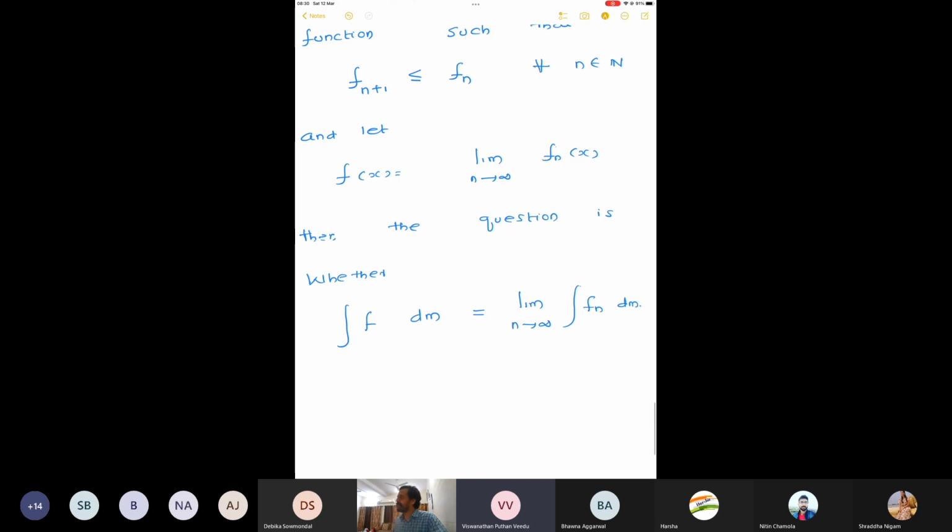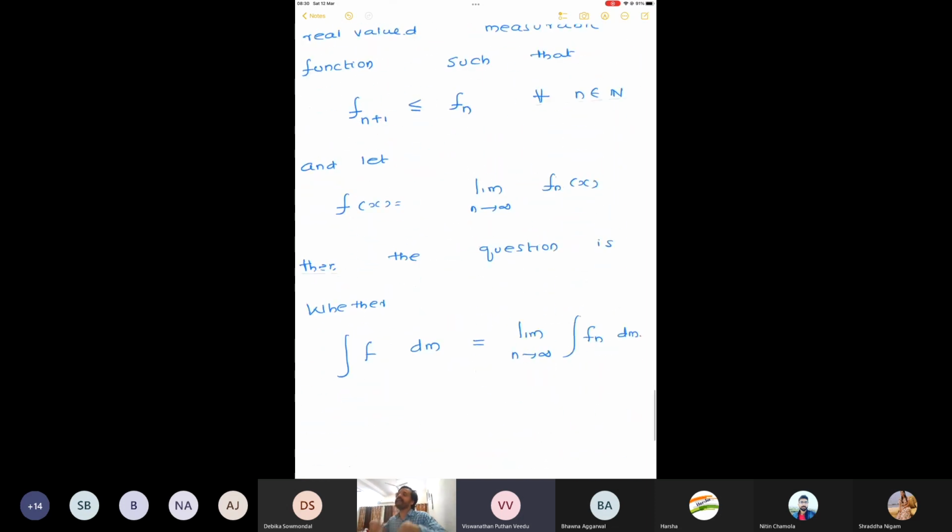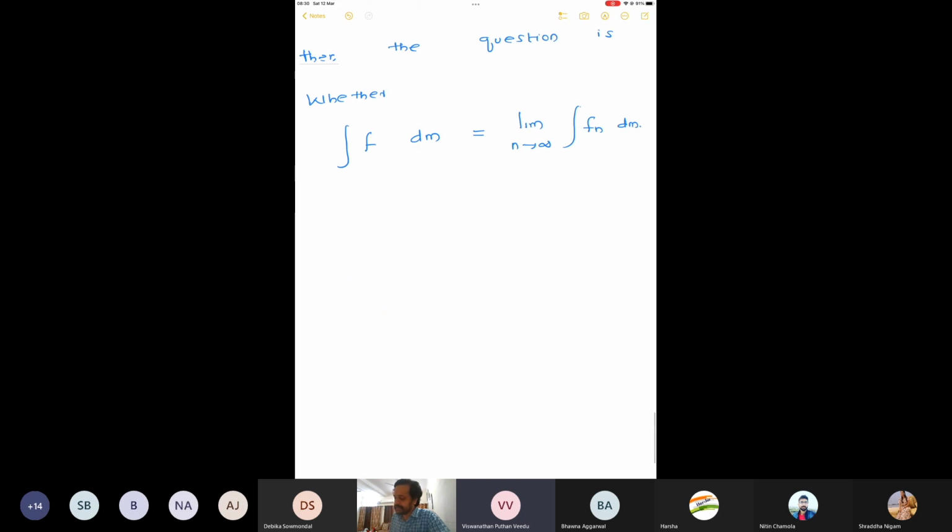Can we replace the hypothesis of monotonically increasing with decreasing in the Lebesgue monotone convergence theorem, or its weaker version? Now we have the weaker version because fn plus 1 is less than or equal to fn for all x. Okay, and the answer is no. So I have to give one counter example. The standard counter example is as follows.